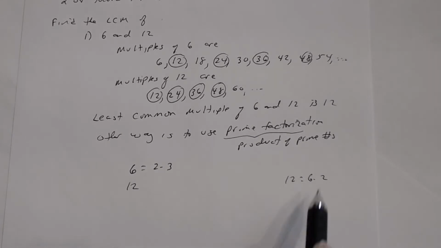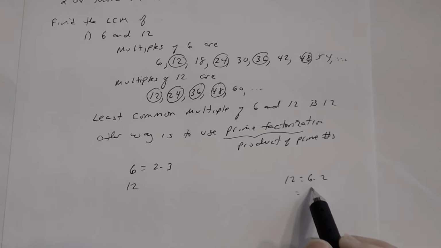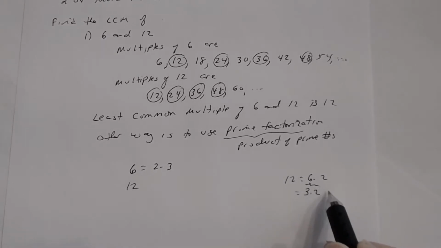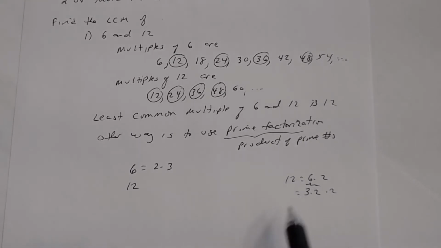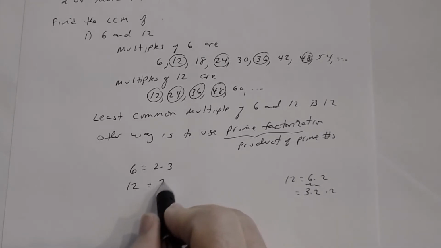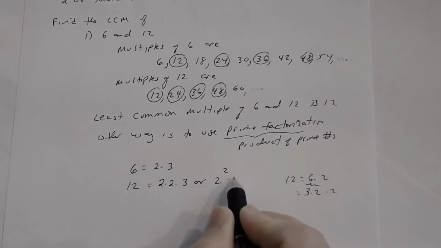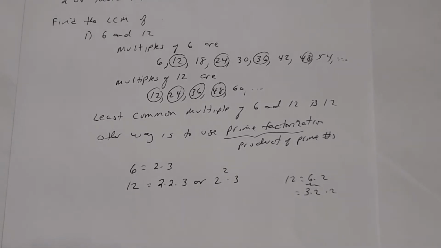But even if you did this, you now know that 6 I can write as 3 times 2, right? And so that's times 2 for this one. So the prime factorization of 12, I'm going to put this in order, will be 2 times 2 times 3, or you can say 2 squared times 3. Okay? So that's the prime factorization for 12.